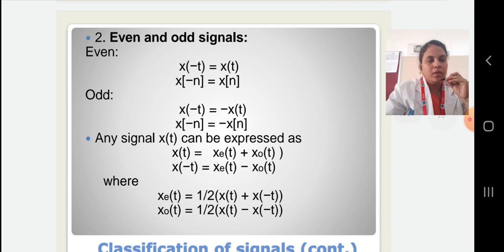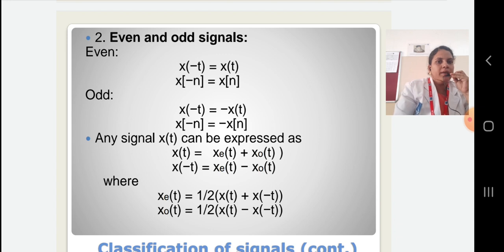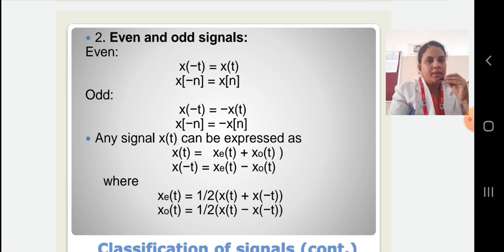Okay. Next, what is an even signal and what is an odd signal? What is an even signal? Even means x of minus t is equal to x of t. We represent it in terms of t and n, where t means continuous time signal and n means discrete time signal. So for a continuous time signal, the requirement is x of minus t is equal to x of t. For a discrete time signal, it satisfies the condition x of minus n is equal to x of n. If this condition is satisfied, the signal is known as an even signal.